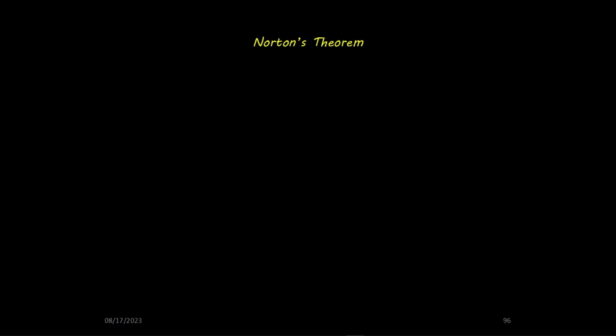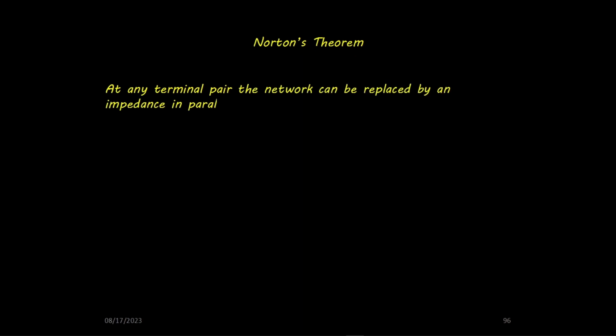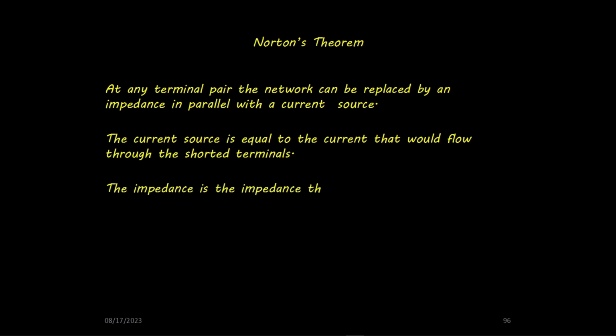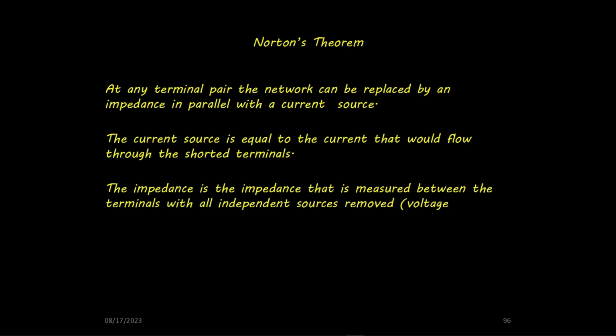Norton's theorem states, at any terminal pair the network can be replaced by an impedance in parallel with a current source. The current source is equal to the current that would flow through the shorted terminals. The impedance is the impedance that is measured between the terminals with all independent sources removed. Voltage sources are shorted, current sources are open.